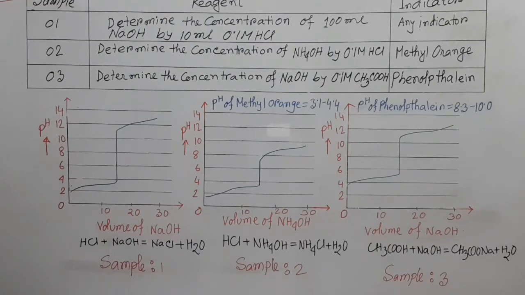It is noted that within this range the graph is in linear shape. The indicator which changes color within the pH range is suitable for use as an indicator, that means the 3 to 11 pH range. Basically, any type of indicator can be used in such a case, that means for a strong acid and strong base titration we can use any indicator.